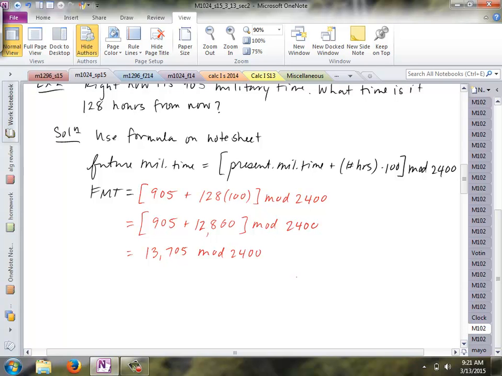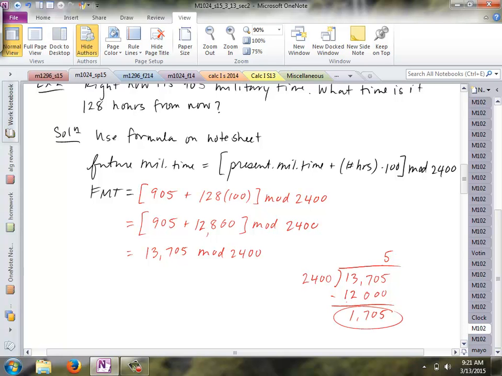So the answer is going to be when you take 2400 into 13,705 with long division. Again, you can use a calculator here and take 13,705 divided by 2400 to get the whole part if you want, but then ignore the decimal. Just take 5 times 2400. We get 12,000, excuse me. Subtract that, we get 1,705, and that's our answer, the remainder.